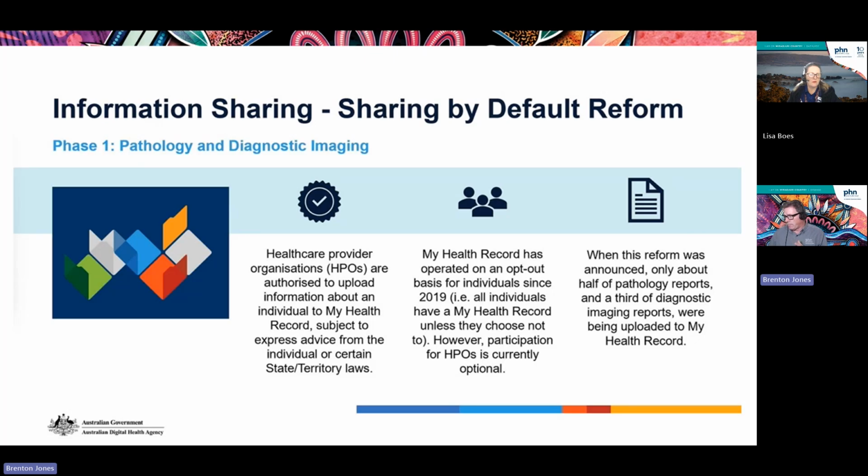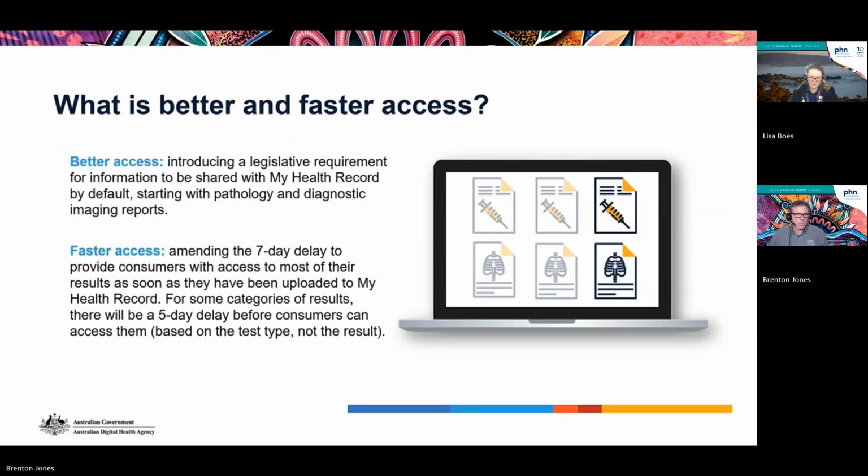Interestingly enough, when the reform was announced, only half of pathology reports and a third of diagnostic imaging reports were being uploaded. So the hope is we get to a more real-time, regular, reliable source of information sharing. So what is better and faster access? Obviously, better, faster. It's a bit of a tagline, if you like, in respect to the legislation change.